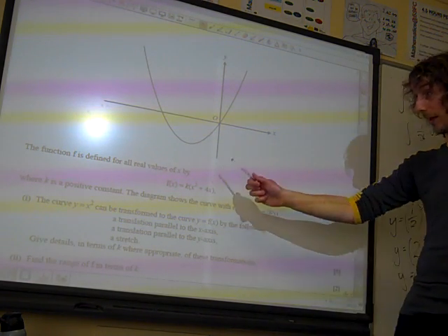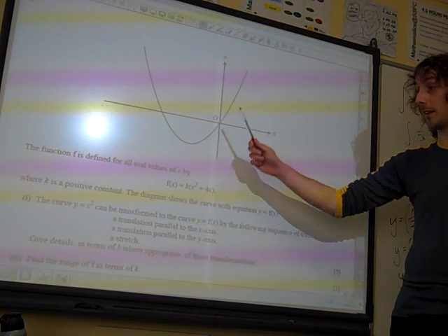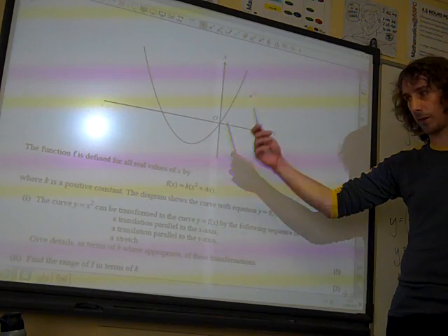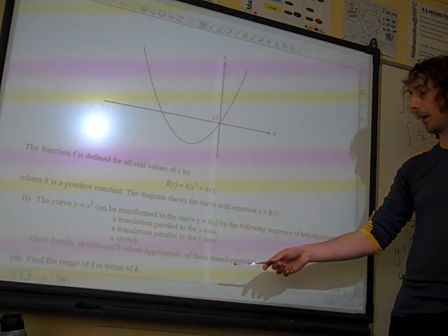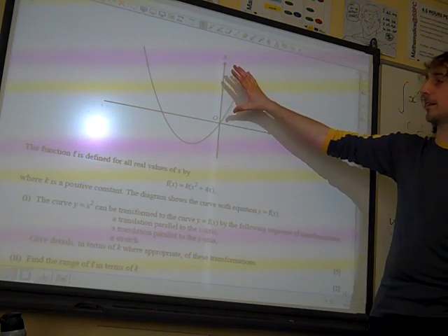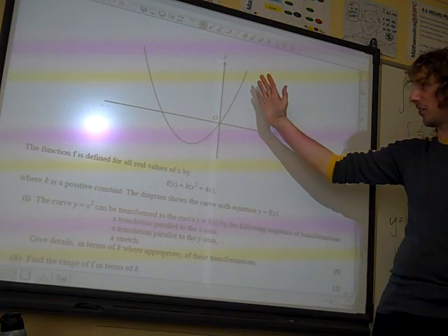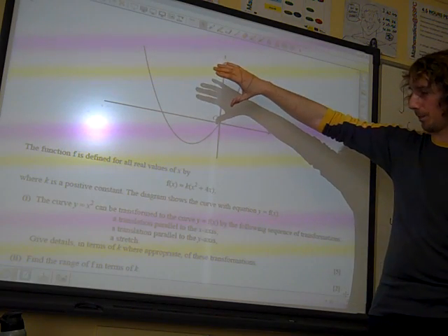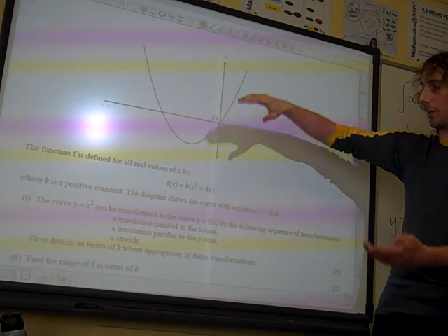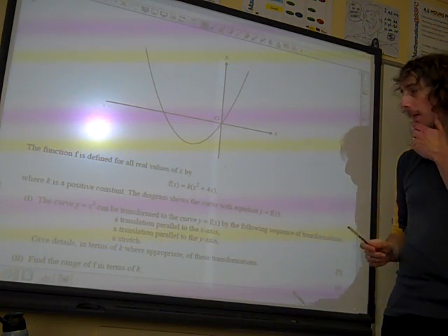So before we do anything else, this is all about the transformations here. The curve x squared has been transformed by these three things, and you need to describe what the transformations are that take it from x squared to that graph there. We can see it's going to be a translation that way, then a translation downwards, and then a stretch. But we need to describe them in more detail.